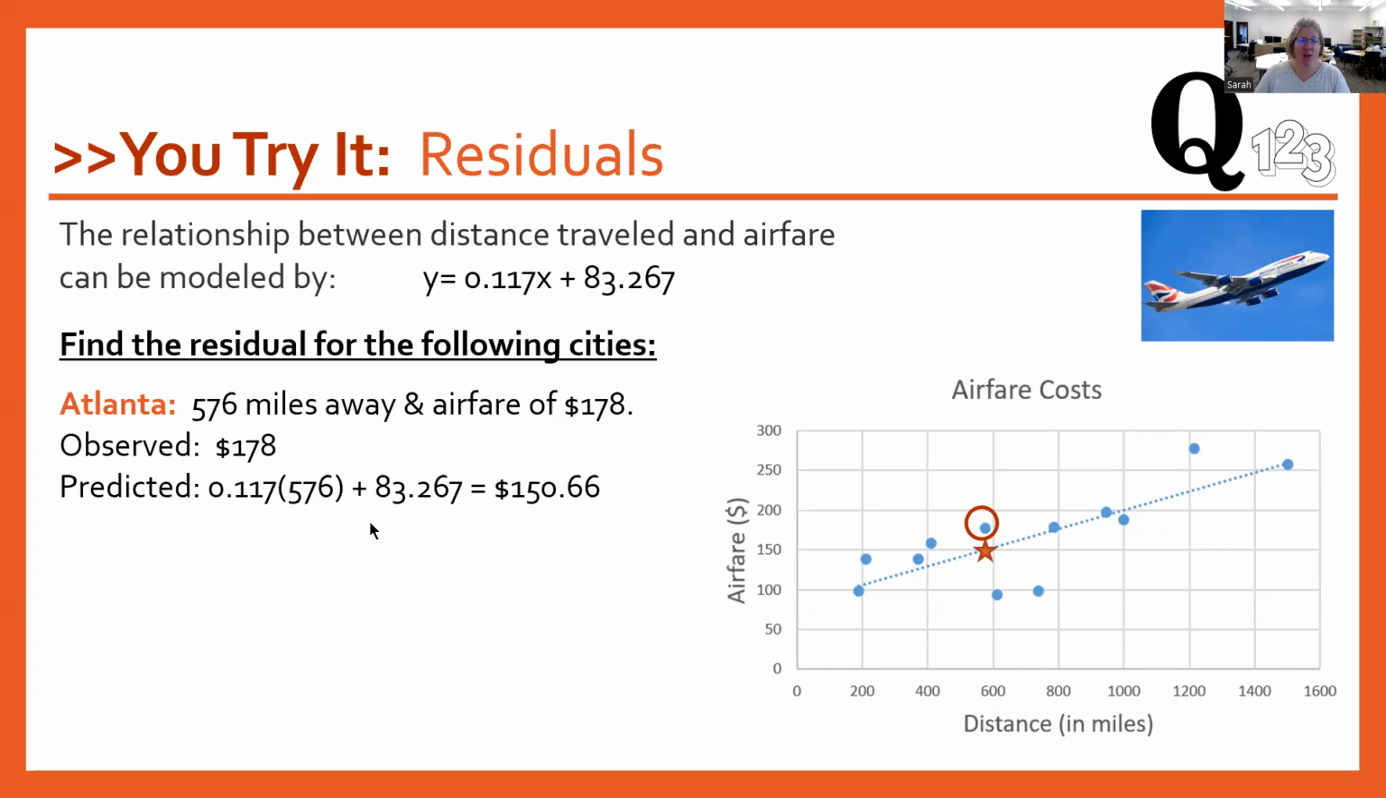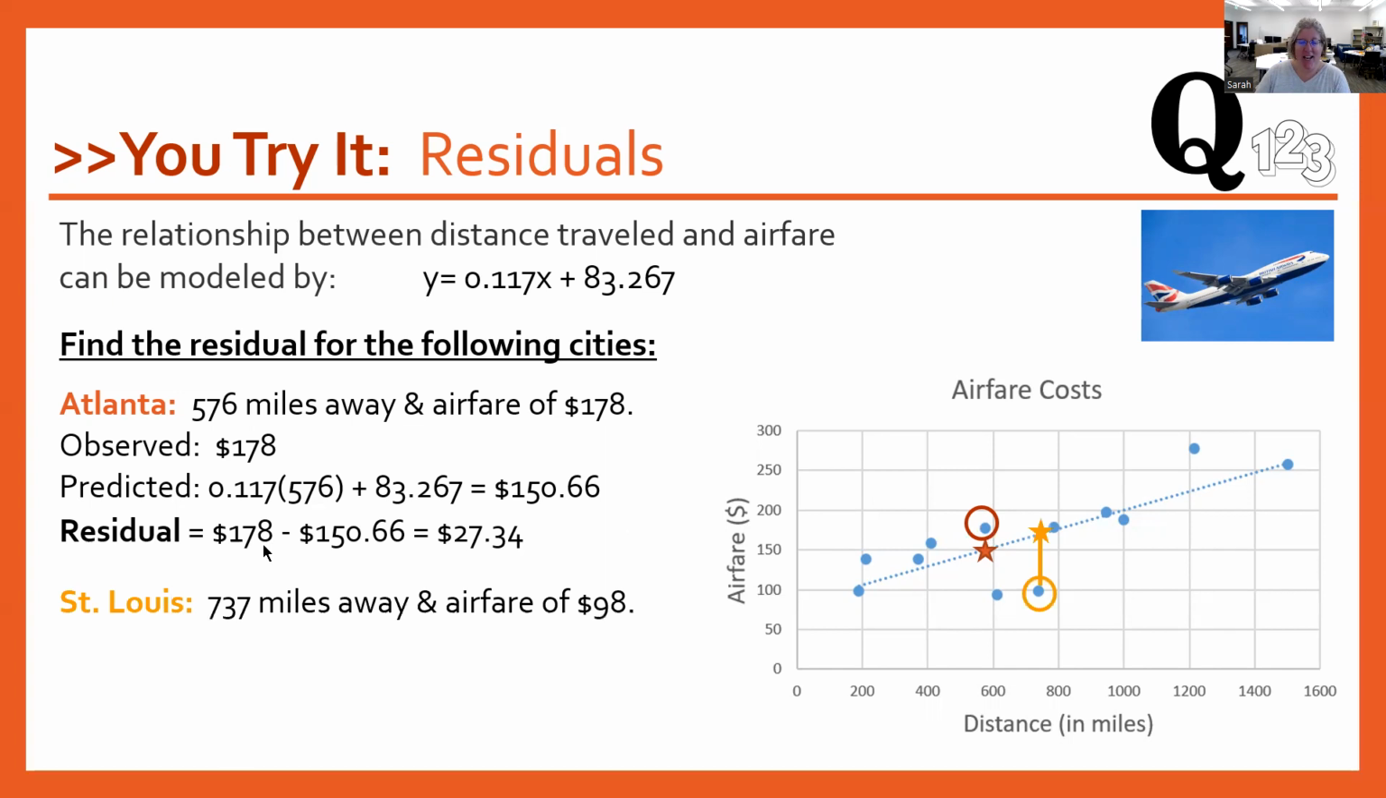And now to get the residual, we'll do observed minus predicted. And notice that this dot is above the line, that the observed dot is above the line. So our residual is going to be positive here. So I get 178 minus 150.66, and so my residual is $27.34.